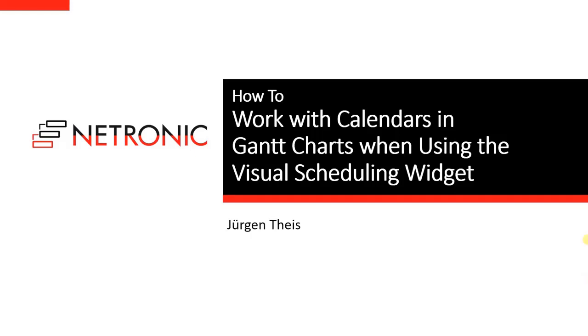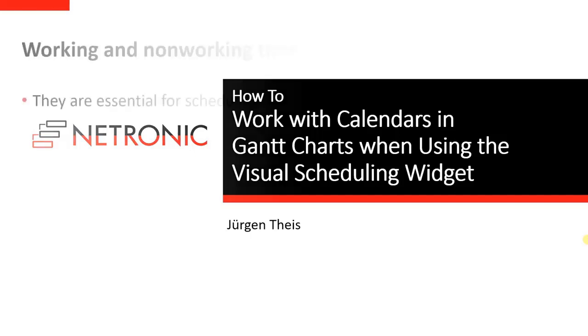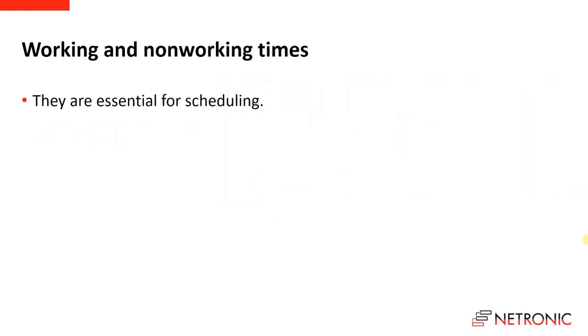If you schedule resources, for example, as a production or a project planner, then you are faced with working and non-working times. And these times are essential for the scheduling process. And it doesn't matter whether you are scheduling human resources or non-human resources like machines or departments. For instance, your employees have clearly defined working times, they have holidays, or sometimes they are ill.